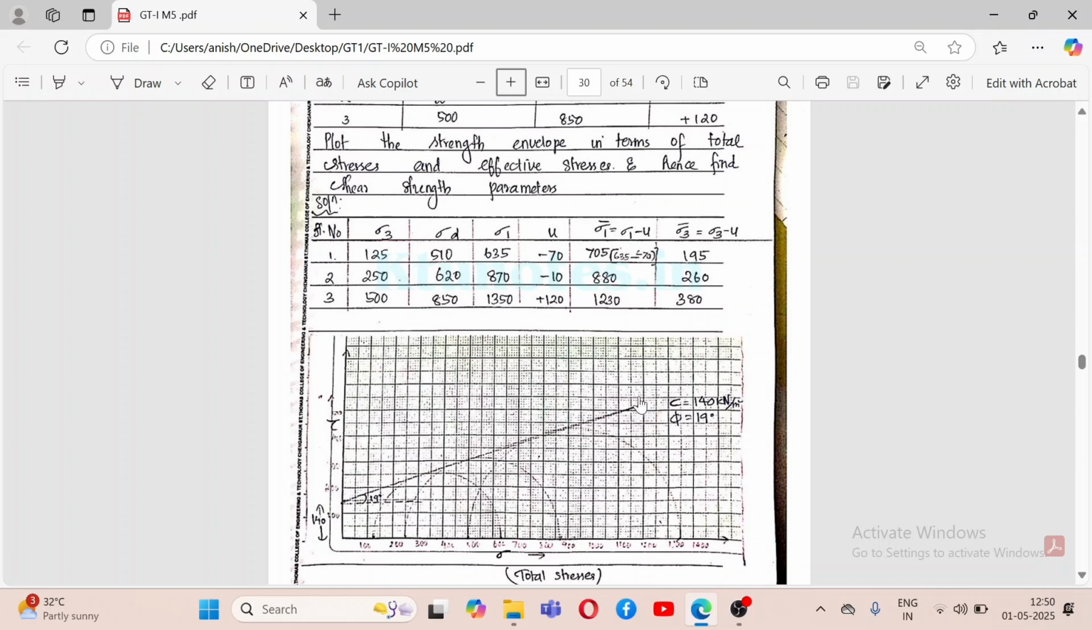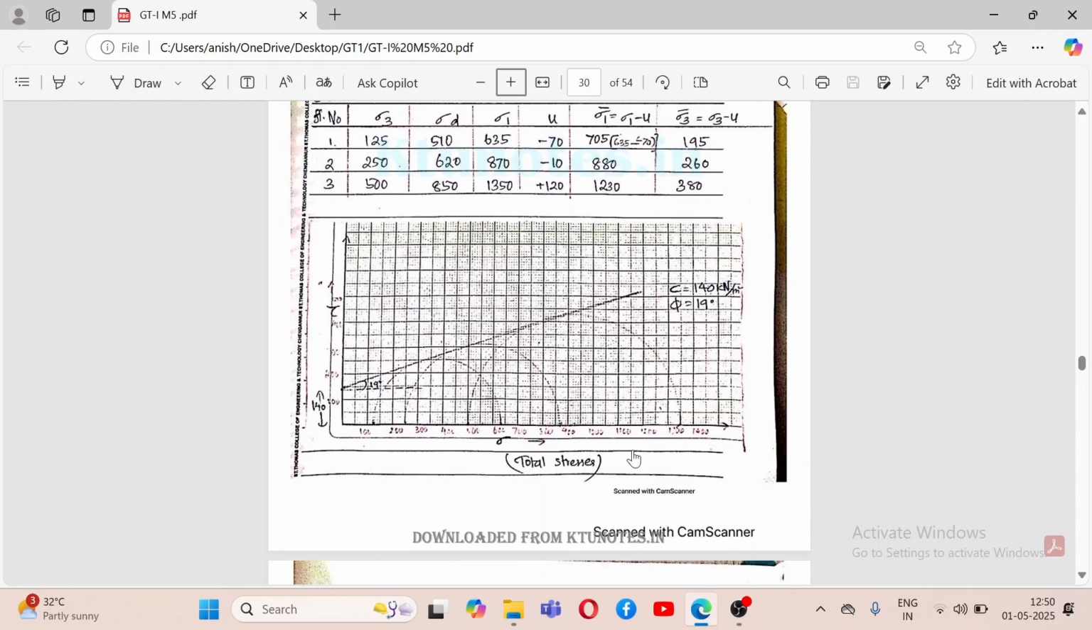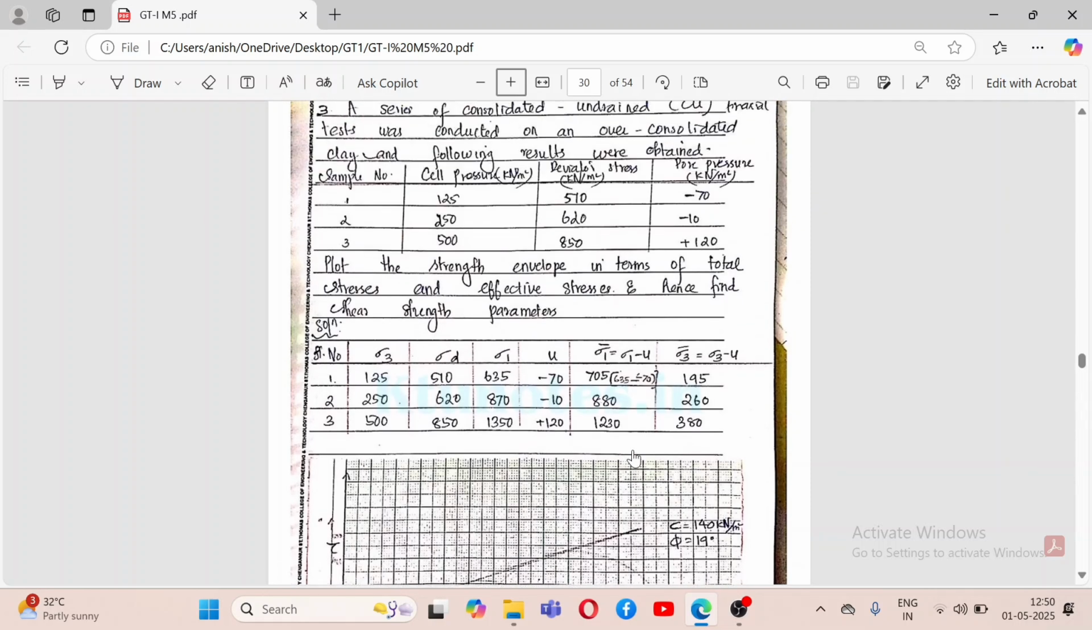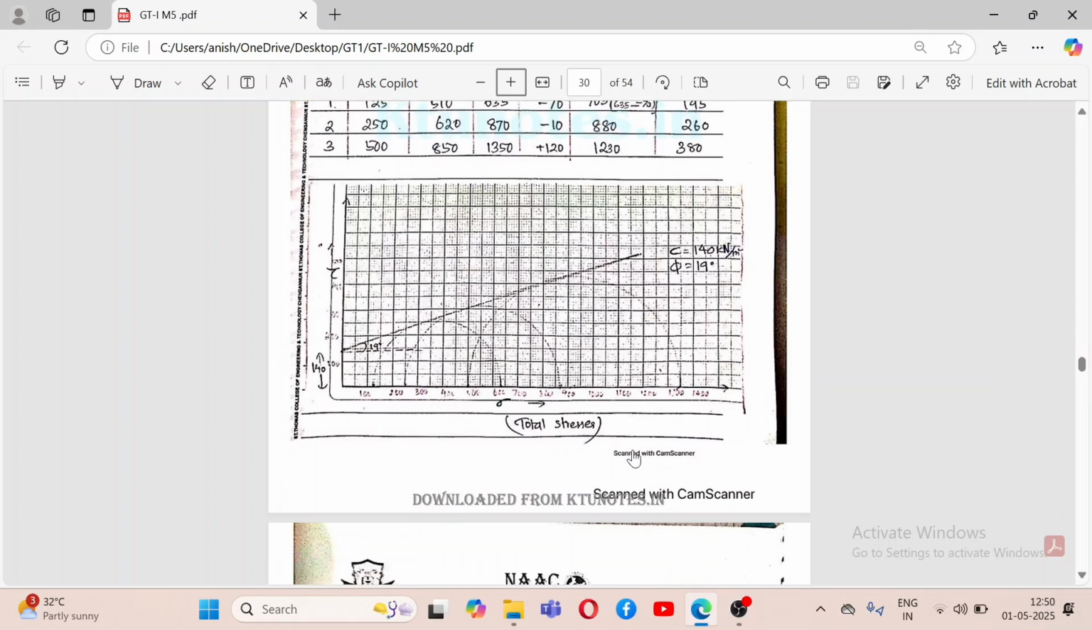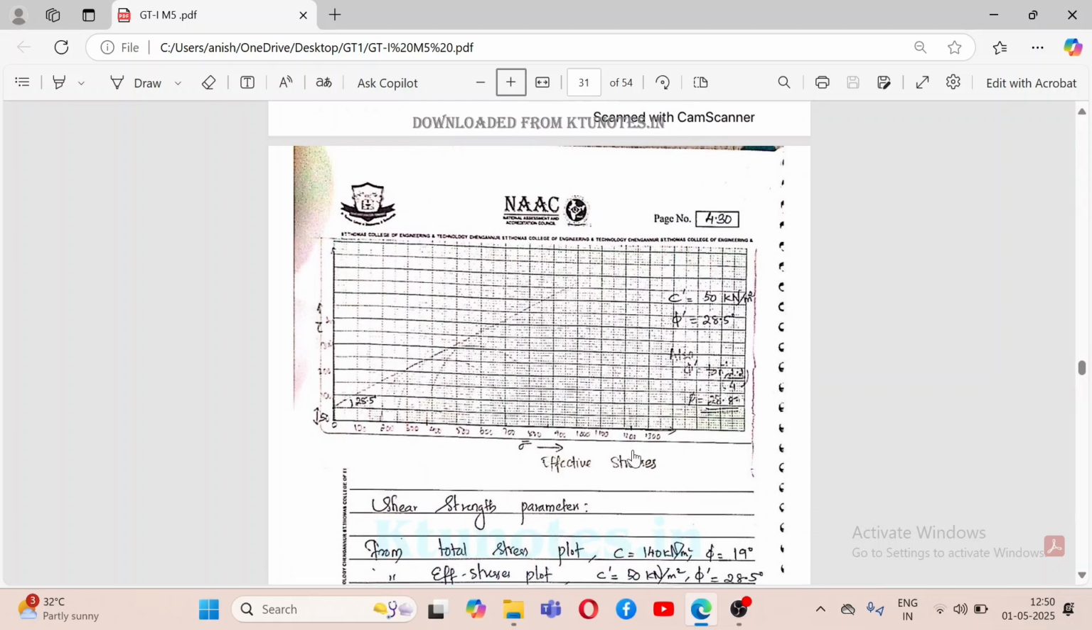Then you draw a tangent touching all 3 circles. Then you get here phi as 19 degrees and C as 140. So the question was for both. You have to plot the shear strength envelope for total stress and effective stress. Similarly for effective stress, the graph is not clear in the KT notes.